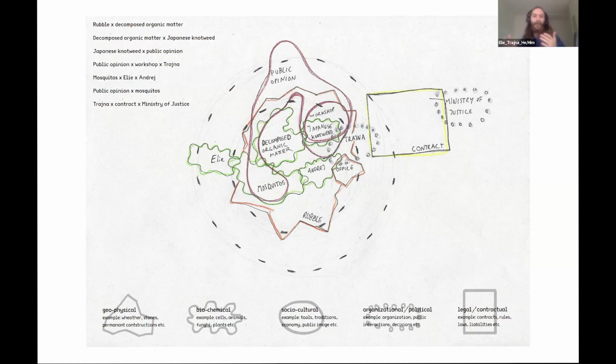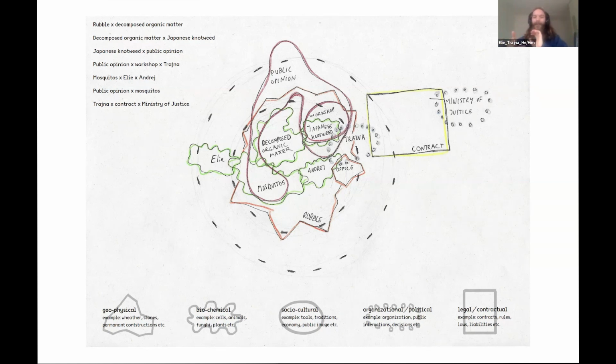creates a regenerative relationship. Whereas another example here on the map are the mosquitoes, which, yeah, they're in a relationship with also all the other biochemical elements, such as me and André, but they are not being mediated by anyone. And I could have also included the public or the inhabitants from the neighborhood here.